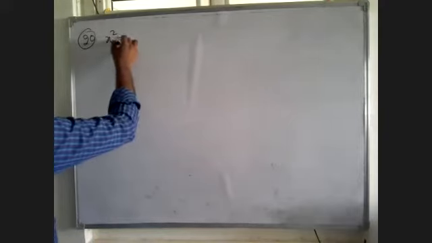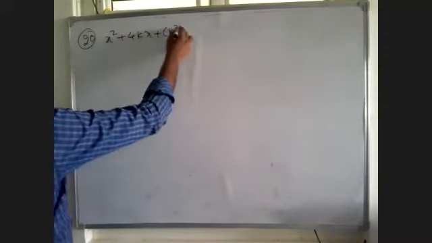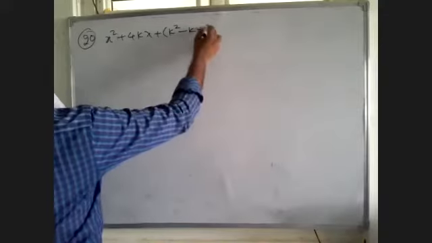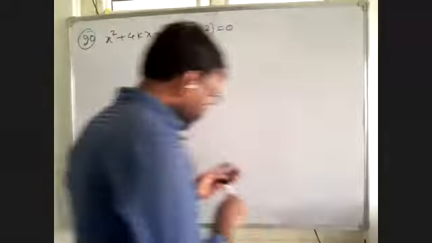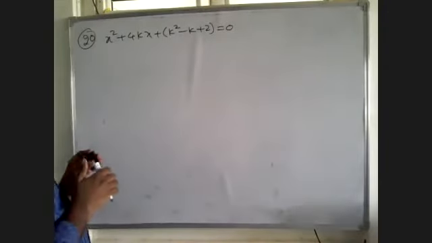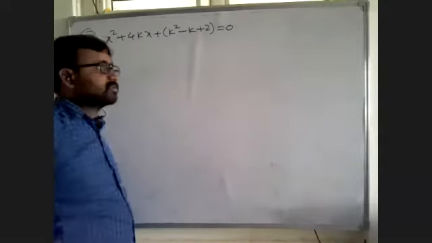x square plus 4kx plus k square minus k plus 2 is equal to 0. This is the equation. Now we have to find the value of k if this quadratic equation has equal roots.